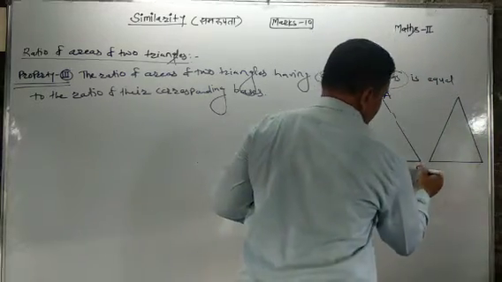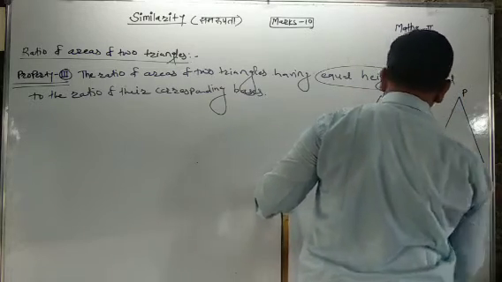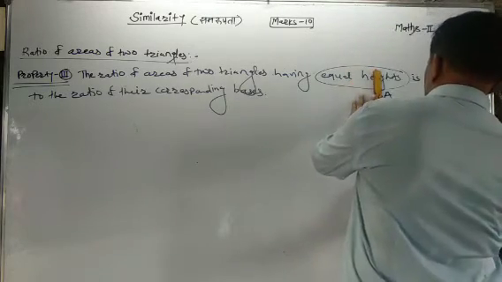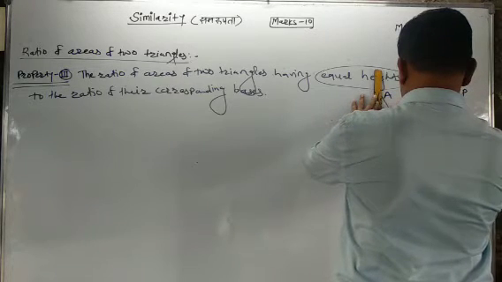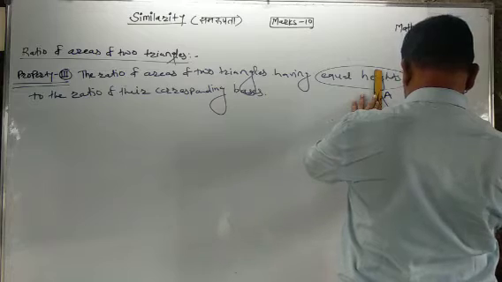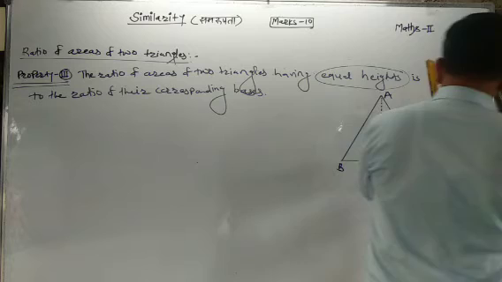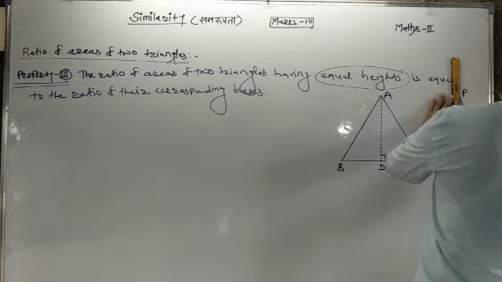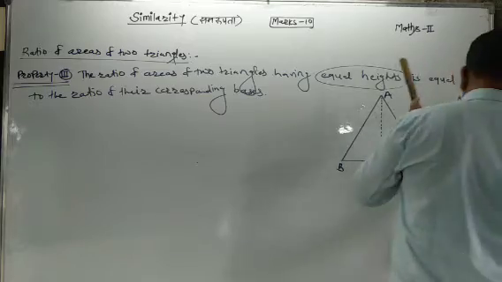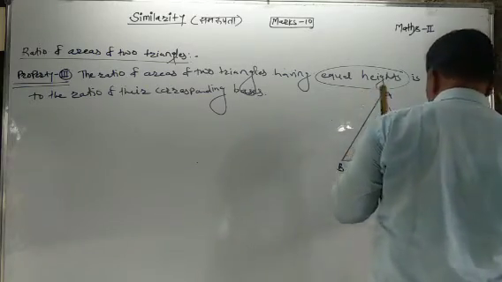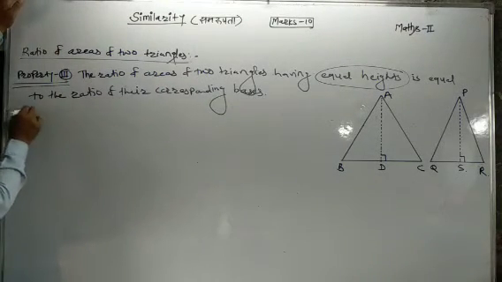A, B, C and P, Q, R. Right. In triangle ABC, BC is the base and AD is its height. In triangle PQR, QR is the base and PS is its height. Right. Now given.